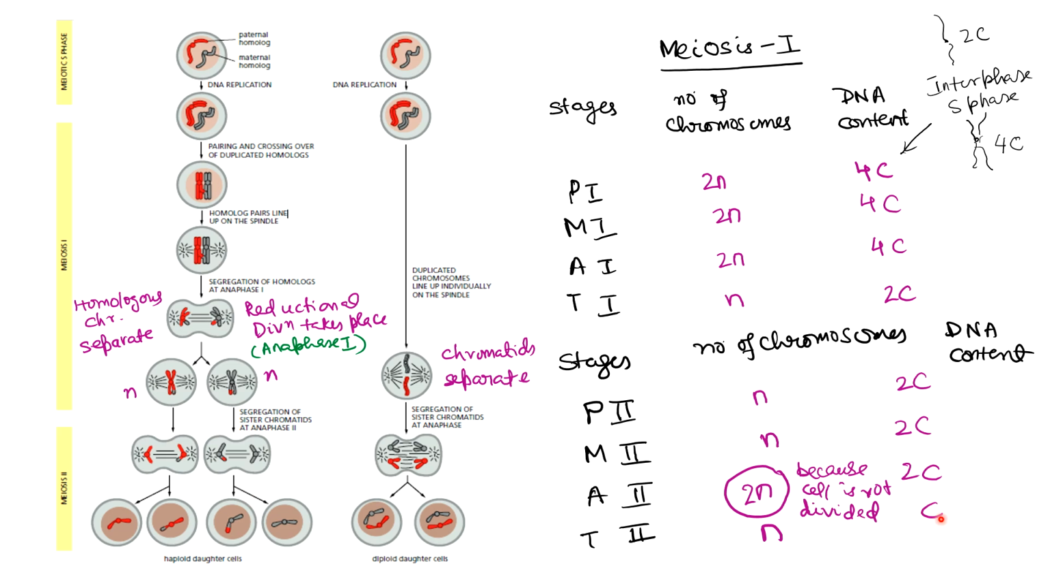DNA content is also divided by 2. It is becoming C, because out of the two sister chromatids we are getting one sister chromatid here. So when we started with 4C DNA content, the number of chromosomes is halved after the end of telophase 2, and the DNA content is 1/4 of the initial DNA content. This is a very important concept. A lot of questions come from this. I hope that's clear for you.